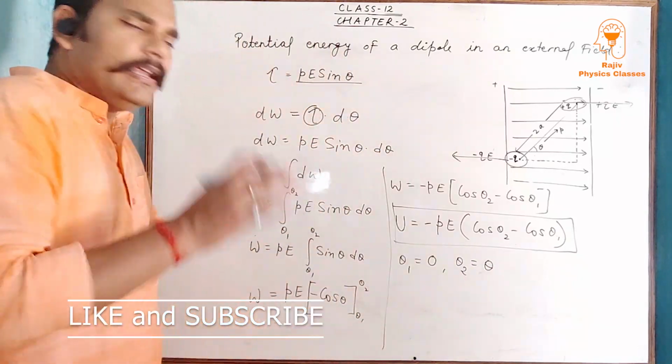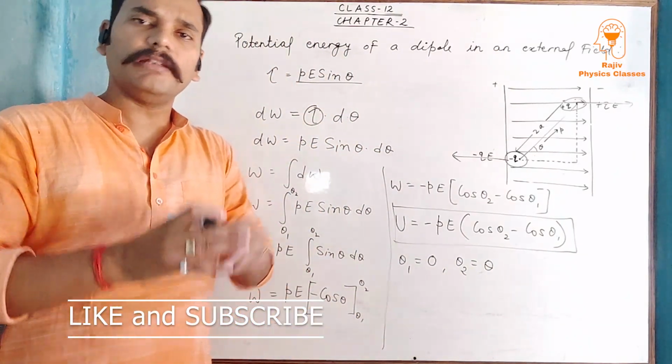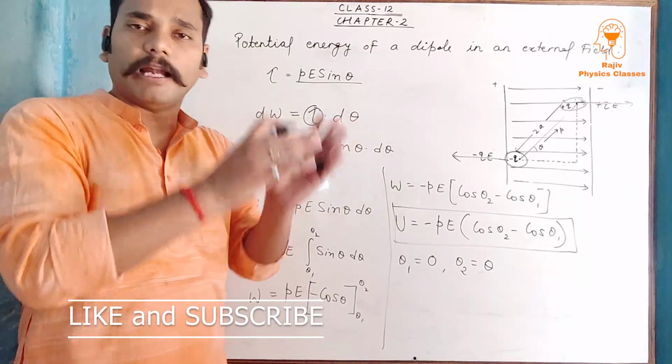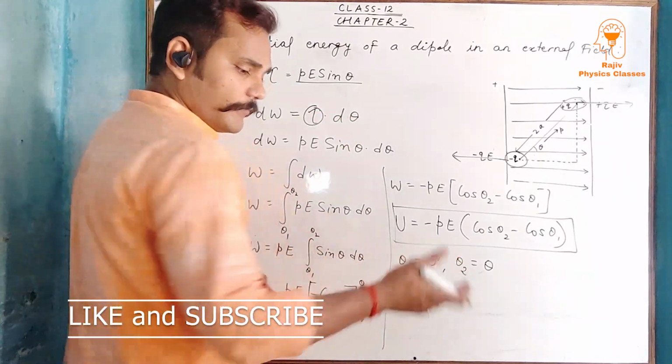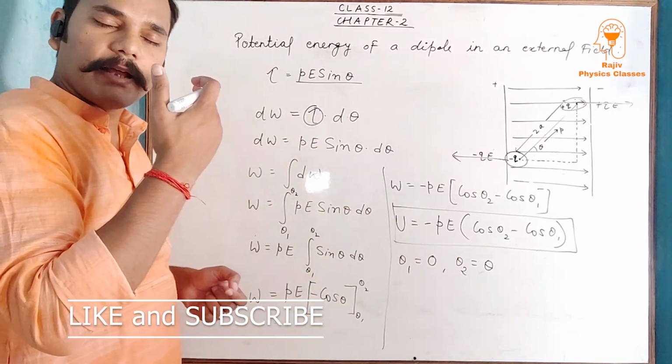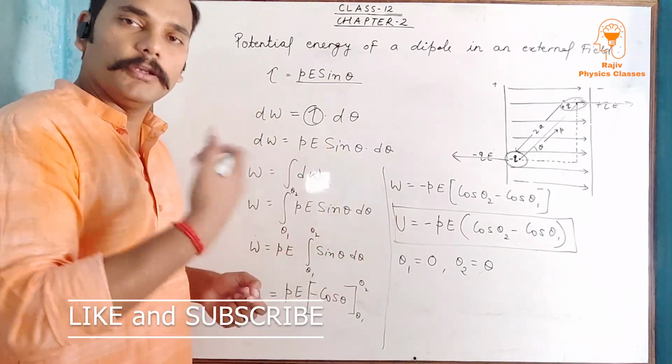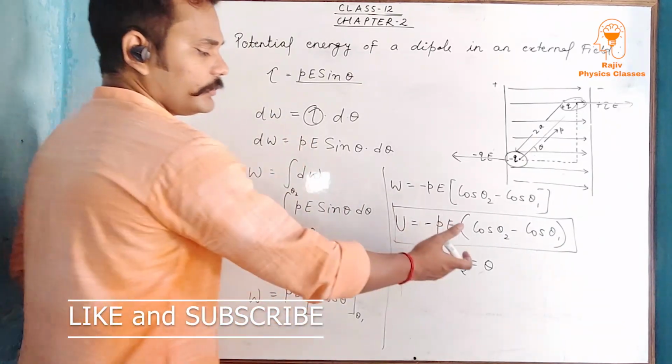That means earlier the initial position of the dipole is in the direction of the electric field, that means it is 0. And after applying work done, the changed angle, or the new angle, we have got is theta. Now apply these two values over there.